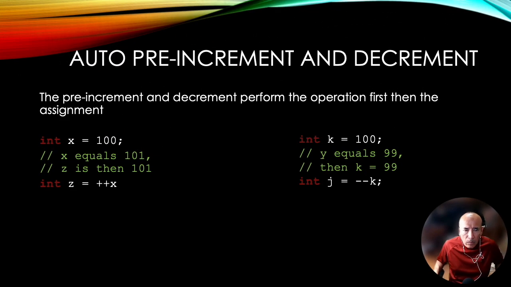So now the operators are on the left hand side. So what might you think will happen? Well, it's actually the opposite, right? So z gets assigned the value of x after it's been incremented. So z now equals 101. Correspondingly, j gets the value of k after it's been decremented. So now j and k are 99.